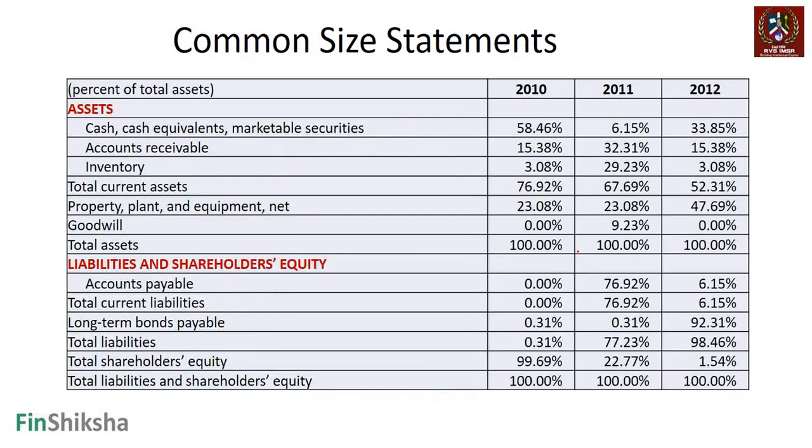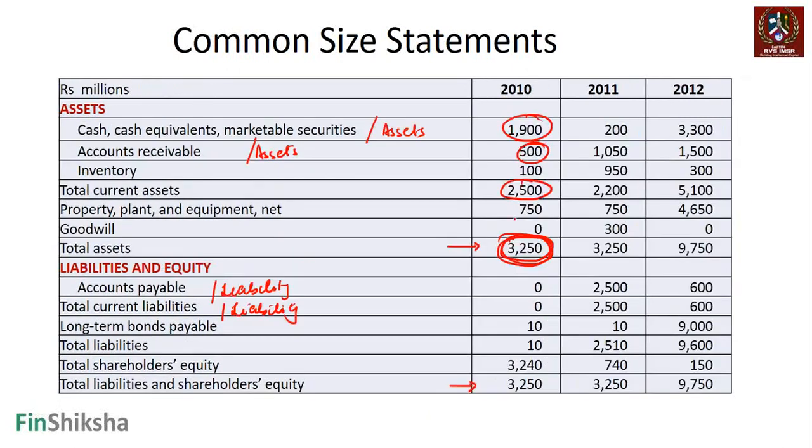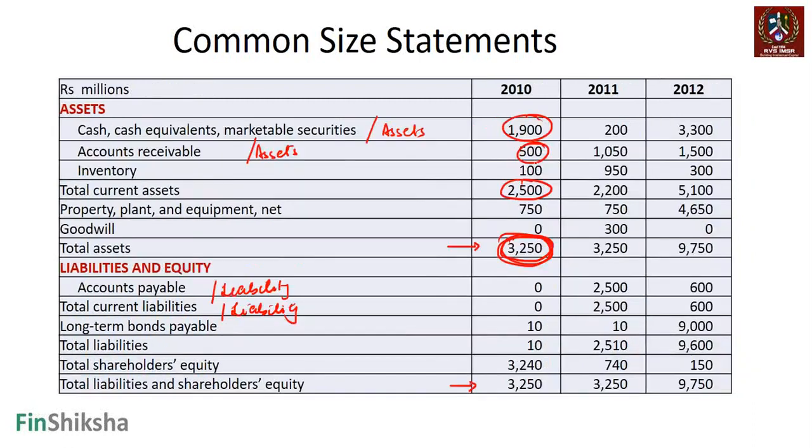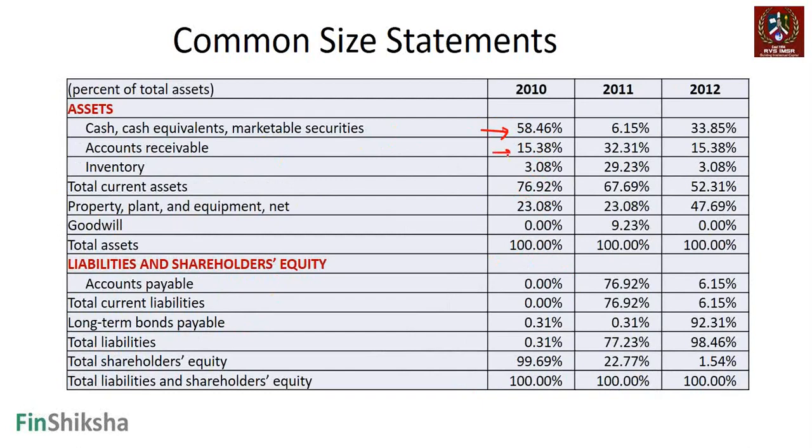What that does is it gives us a sheet in this format. If you divide 1900 by 3250, you will get 58.46%. If you divide 500 by 3250, you'll get about 15%. What does this tell us? It tells us that in the first year, out of the total assets that the firm has, nearly 58% came from cash. In the second year, however, most of that got used up, and the cash got deployed in either inventory or receivables. So that's the broad analysis you get in terms of how a company has progressed.